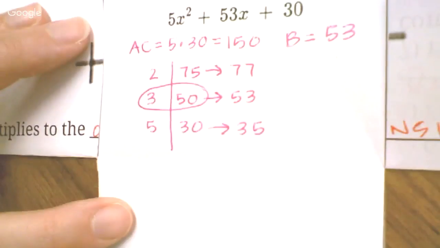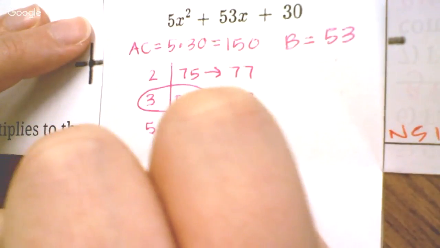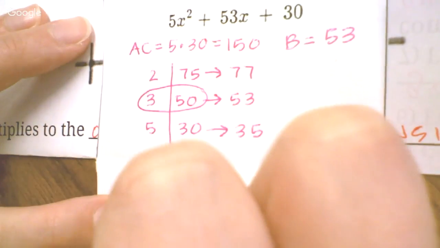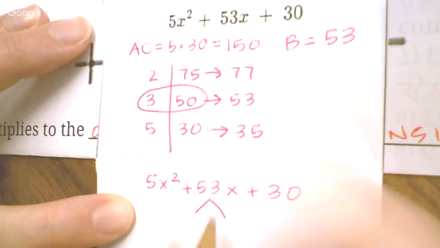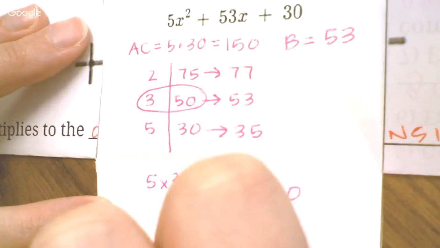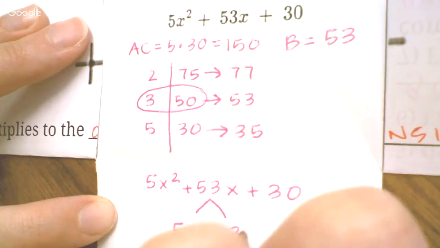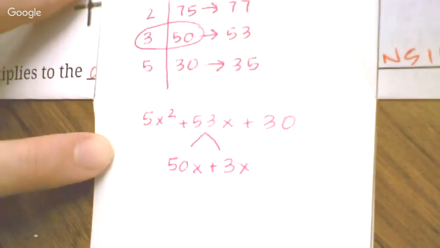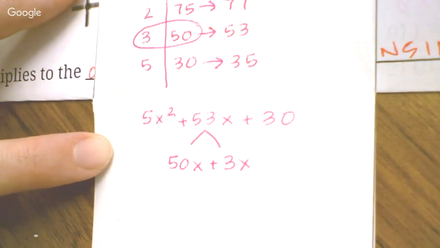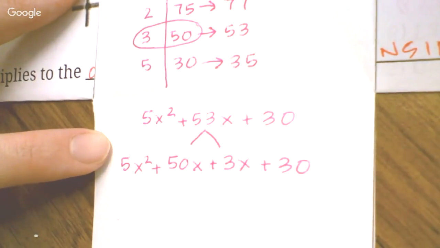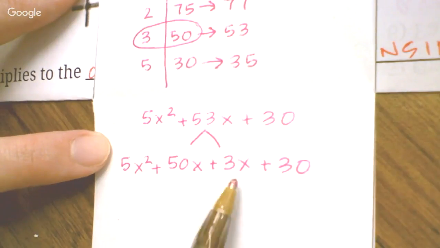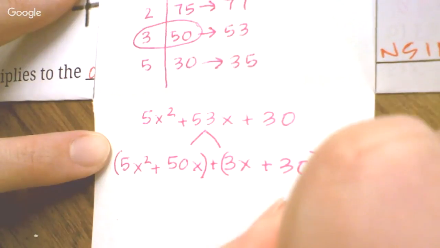So we're going to use those now to split. So we're going to, again, just rewrite it. 5x squared plus 53x plus 30. So we're going to split my term. So I'm going to split it to 50x plus 3x. And I'm going to bring down everything else. So my 5x squared and my plus 30. Now I have another 4 term that I can split into 2 binomials being added together.